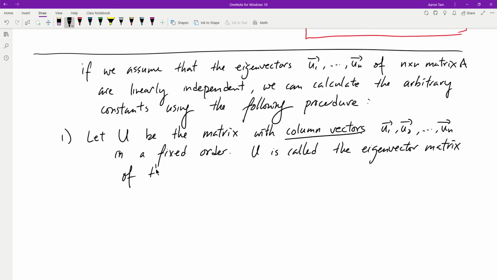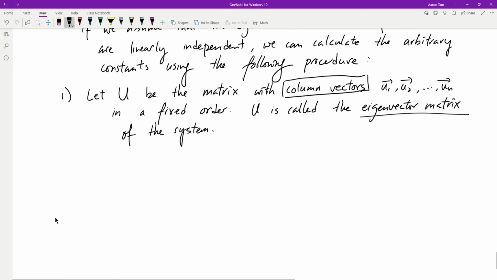And it makes sense because it's simply formed by using all the eigenvectors. So it's called the eigenvector matrix. The important part to make sure you understand is that we use the eigenvectors as columns. And you have to pick some kind of order for them. The order that you choose does not matter as long as you are consistent with the order that you choose.